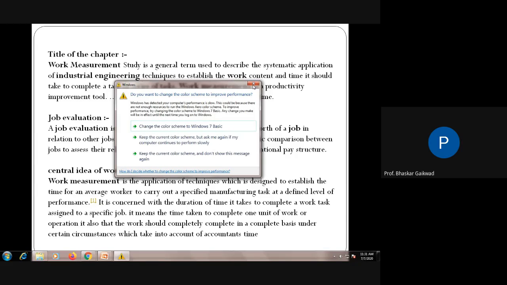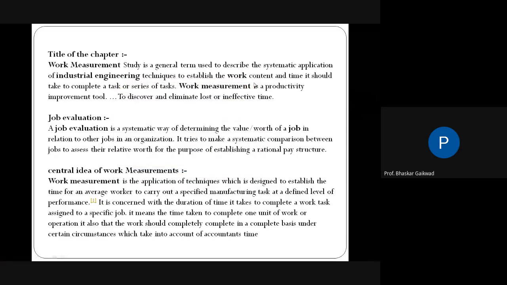work measurement. The central idea of work measurement is the application of techniques designed to establish the time for an average worker to carry out specified manufacturing tasks at a definite level of performance. It is concerned with the duration of time it takes to complete the work task assigned to a specific job. It means the time taken to complete one unit of the work operation.